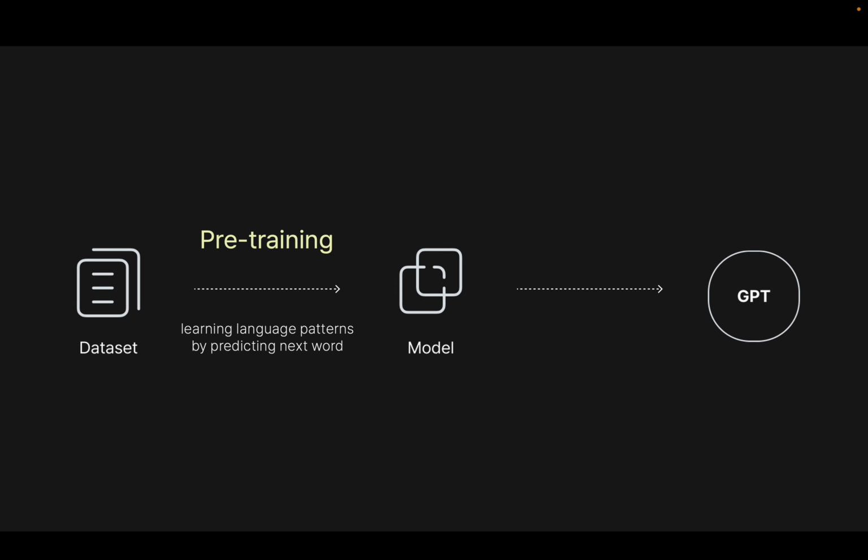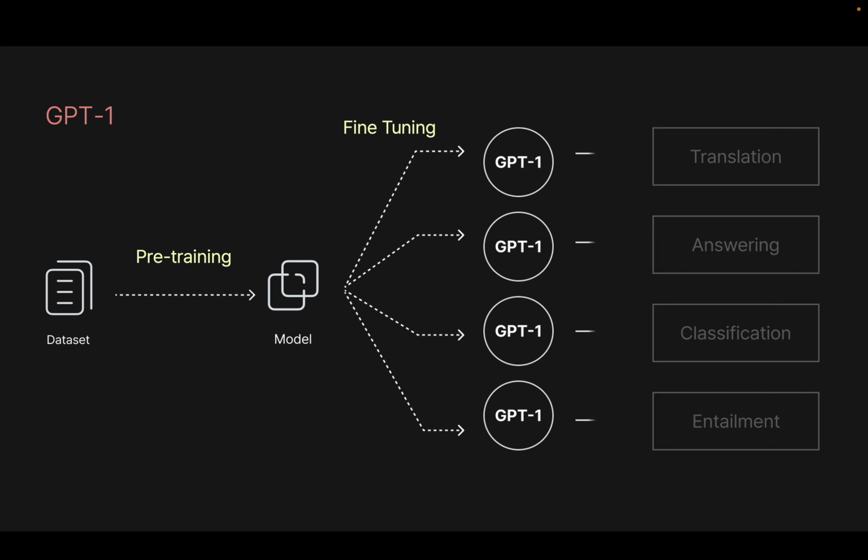In the early days, many models followed a two-stage process: pre-training on large unlabeled text data to learn general language patterns, and then fine-tuning on a small labeled dataset for specific tasks like translation or classification. GPT-1 also followed this approach. It was first pre-trained on large amounts of unlabeled data, and then fine-tuned for each downstream task.